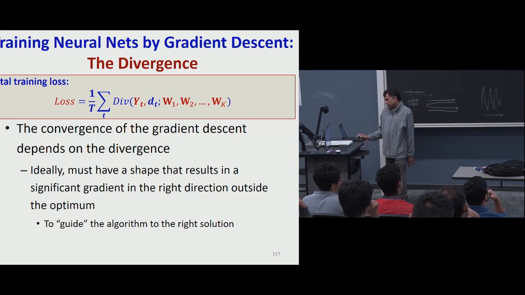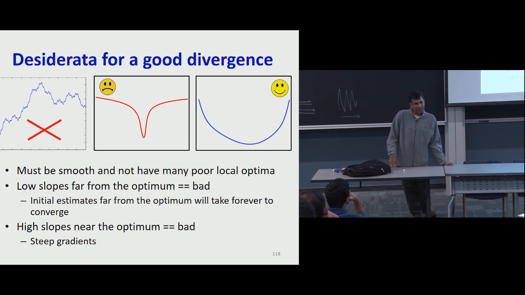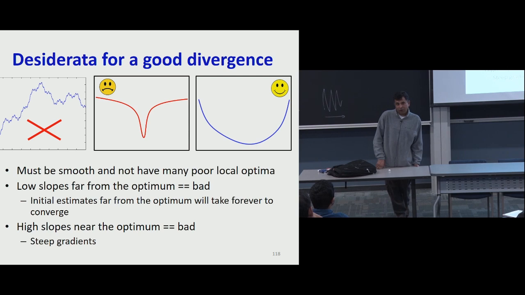So if you have these three loss functions, the one to the left is a really terrible loss function. It's all peaky and has all kinds of local minima. You really don't want something like that. Now, both loss functions to the right are nice and smooth and have a global minimum. But the first one is not great because initially it's very shallow. You're going to take forever to actually get to the valley where you want to be.